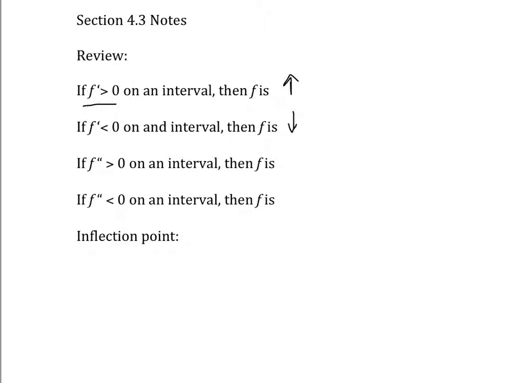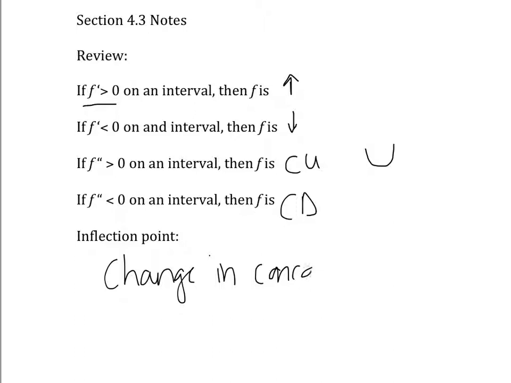When f double prime is positive, it's concave up. And remember, that means it can hold water. And if f double prime is negative, that means that it's concave down. Then we talked about what an inflection point is. An inflection point is anywhere it changes from concave up to concave down or concave down to concave up. So it's just a change in concavity.